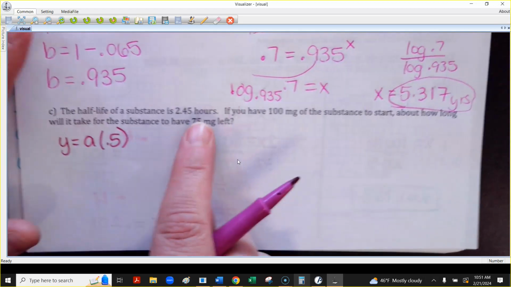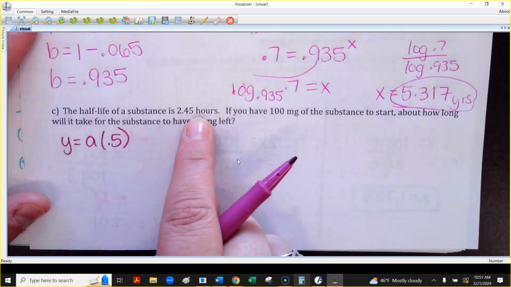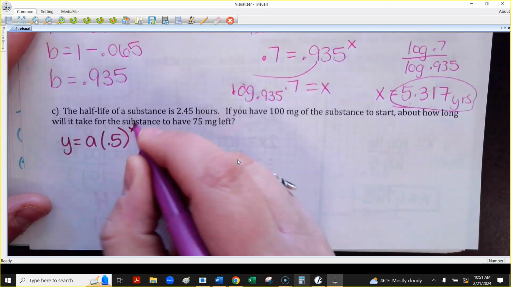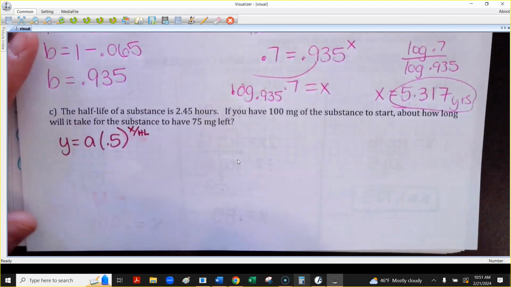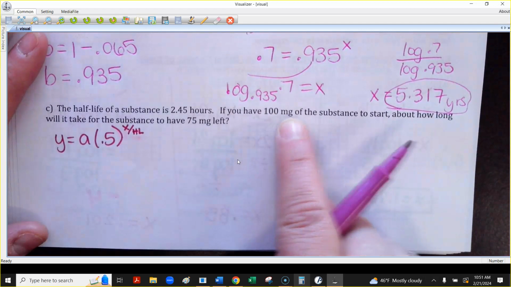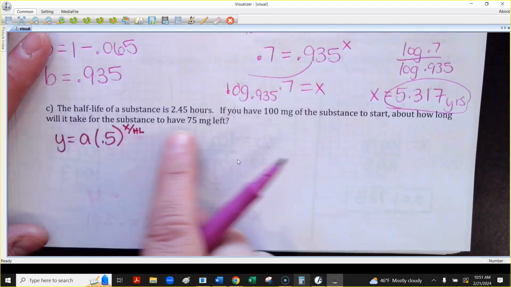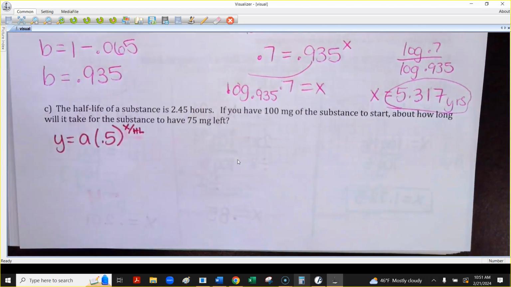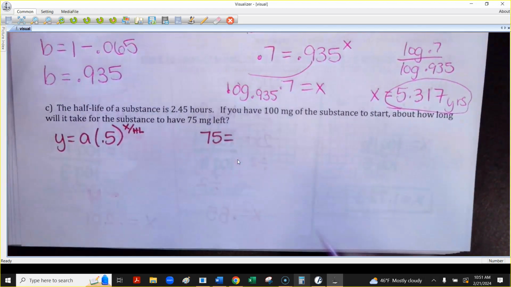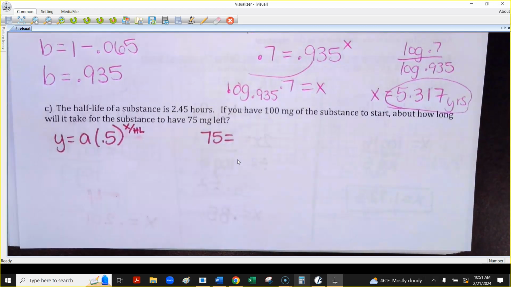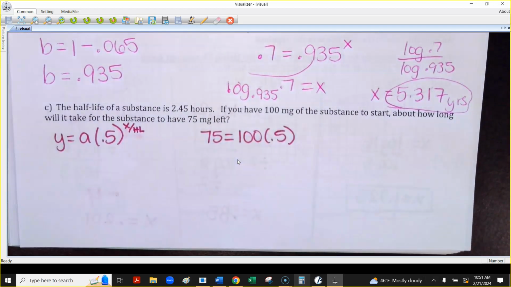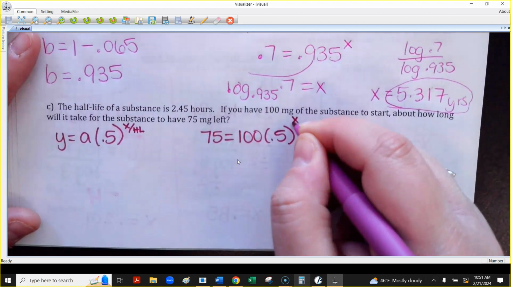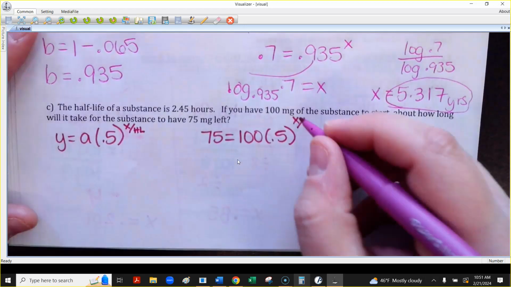Okay, half-life is 2.45 hours. So the general form is x over whatever the half-life is, and x and the half-life have to be the same units. It says if you have 100 milligrams of a substance to start, about how long will it take for the substance to have 75 milligrams left? The 75, we want to know when we're going to have about 75 milligrams left, so that would go in for y. We start out with 100. We absolutely know the b value is a half because it's a half-life problem. The exponent is a little complicated here. I don't know the time, so that is x, and it's over the half-life, which is 2.45.